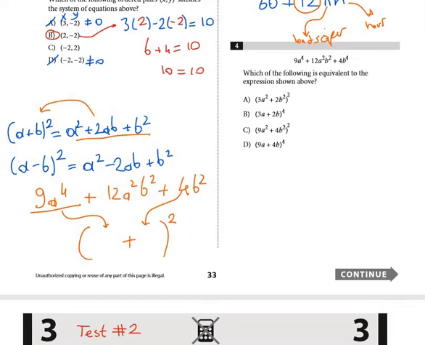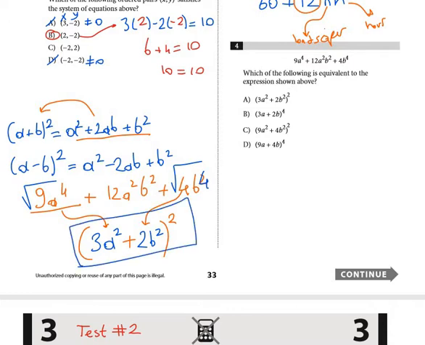So the square root of 9a to the 4th is 3a squared, and the square root of the last term will be 2b squared. This is to the 4th. And this is the answer.